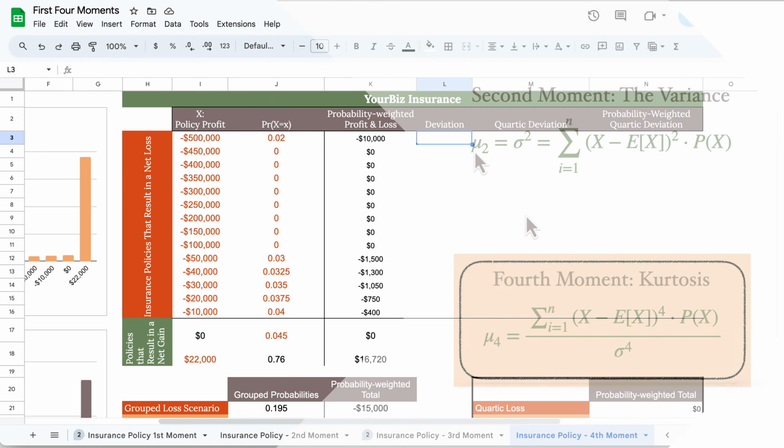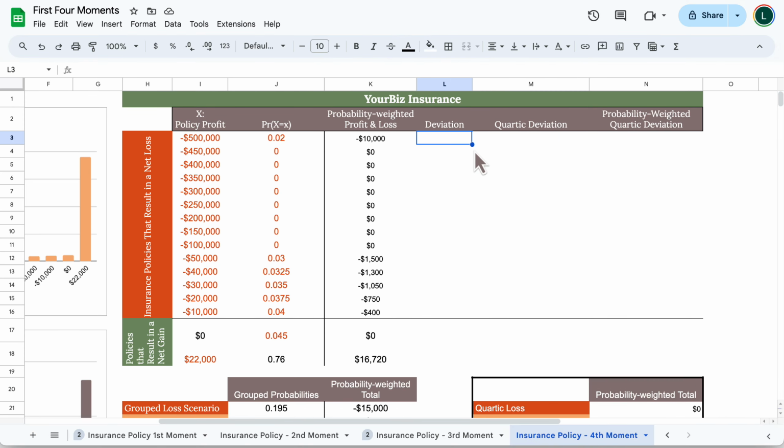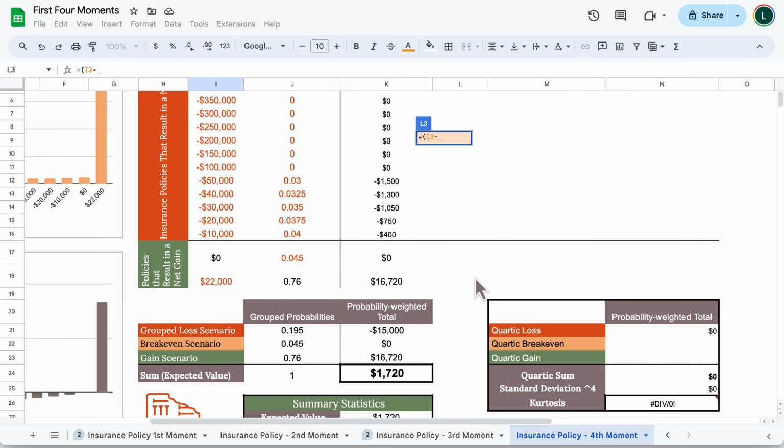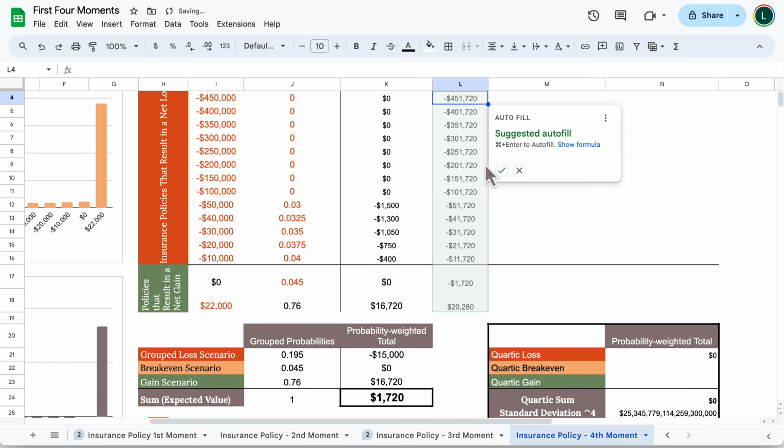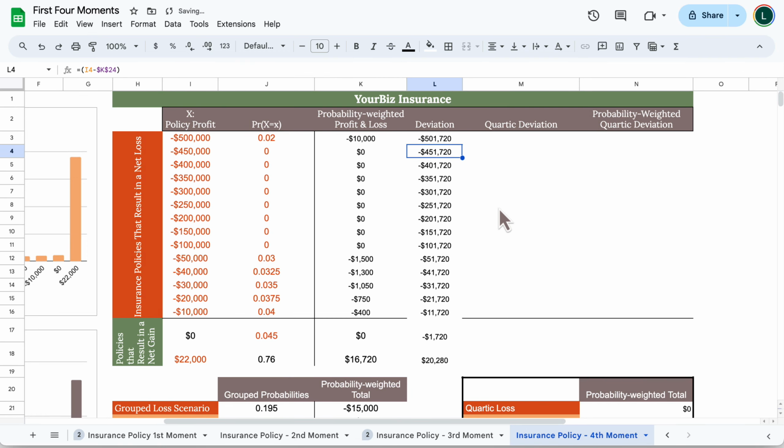Great, let's head in. First step is that we're going to calculate the individual deviations. So I want to know policy profit, each and every individual scenario, minus the expected profit, which in this case is that 1720. I'm going to put this like so, and Google Sheets suggests an autofill. Then I'm going to take the fourth power, equals this to the fourth power, and I get this huge number.